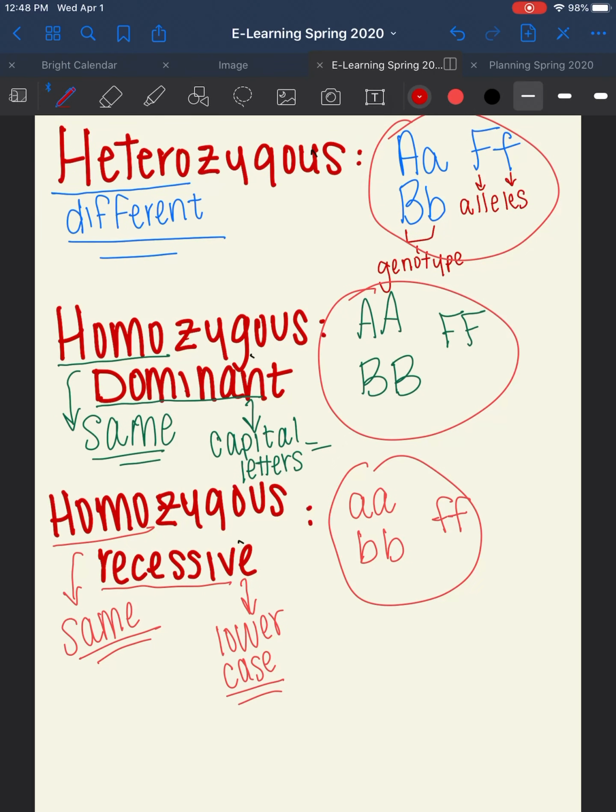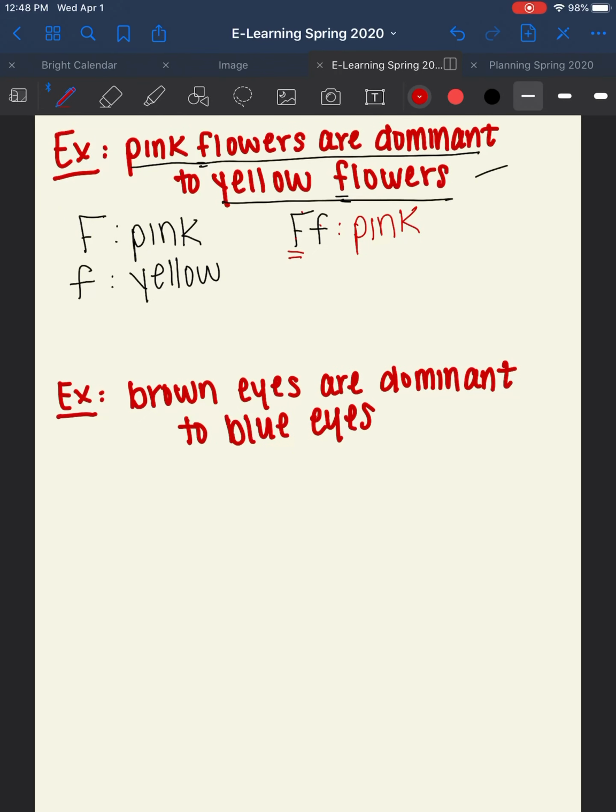Okay, so then let's go to the next one, which is homozygous dominance. So something that is big F, big F. Since it has both capital Fs, both dominant alleles, then this one is going to also be pink. This flower is also going to be pink.